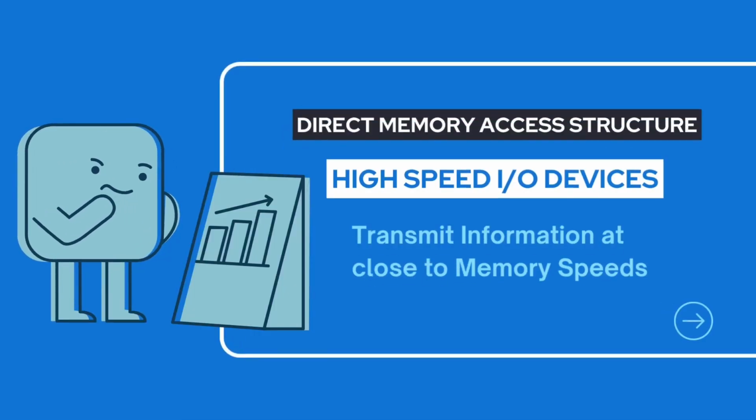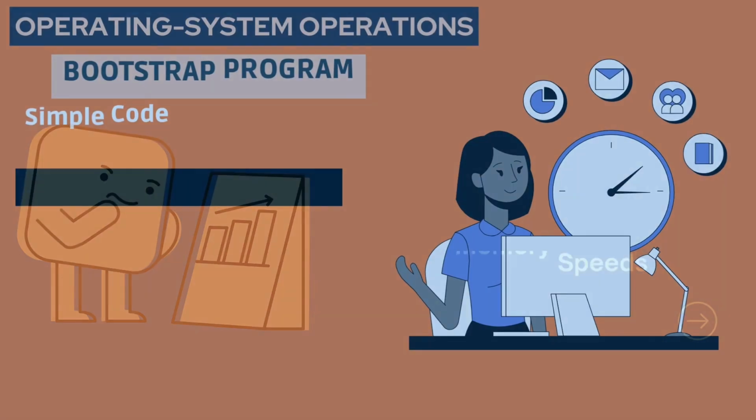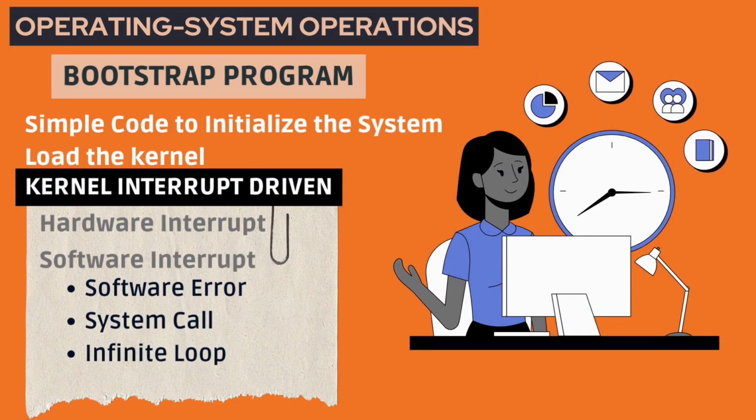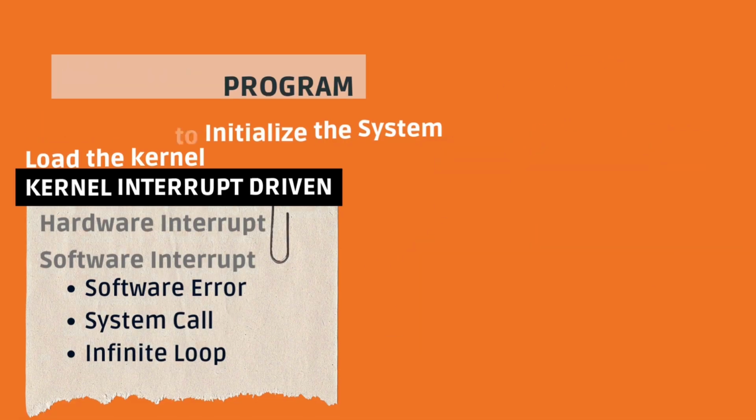The direct memory access structure is used for high-speed input or output devices able to transmit information at close to memory speeds. Next, for the operating system operations, the bootstrap program is simple code to initialize the system and load the kernel. The kernel is interrupt driven, with two kinds, which are hardware interrupt and software interrupt. Software interrupt consists of software error, system call, and infinite loop.